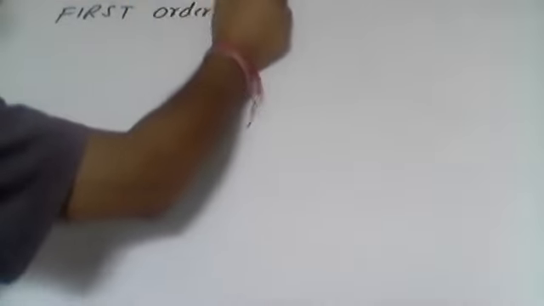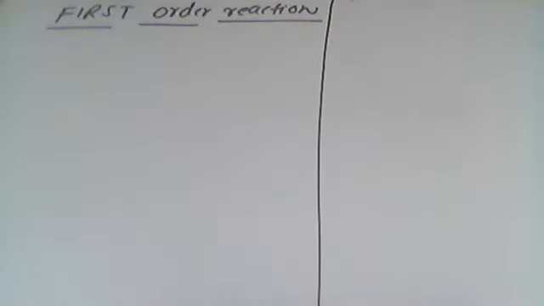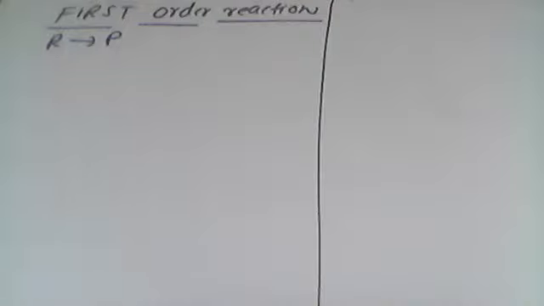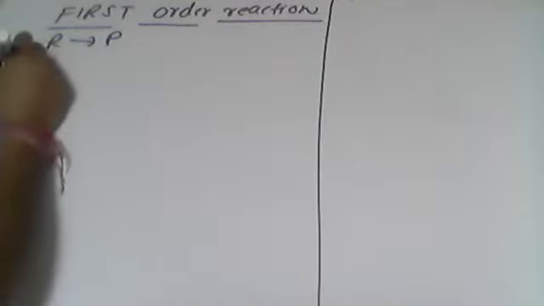I'm going to derive the relation now for the first order reaction. Only two are there in the syllabus, zero and the first order reaction. For first order reaction, we are going to derive a relation. So let me start from the beginning only. I'll consider a reaction R gives P. Reactant gives product.